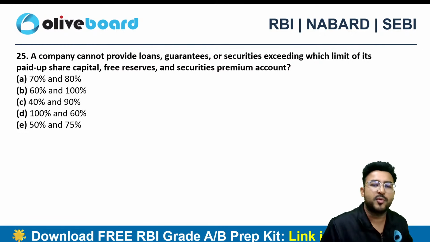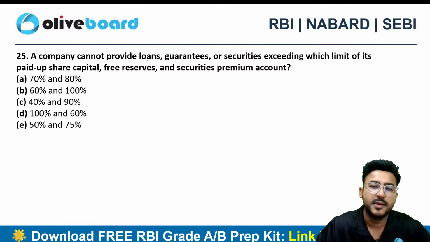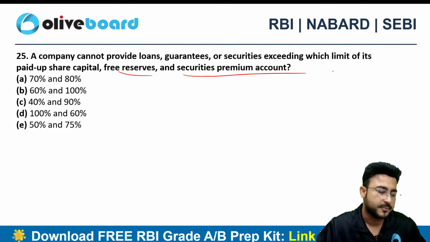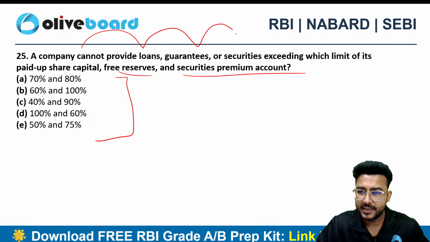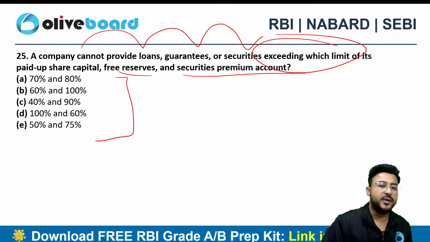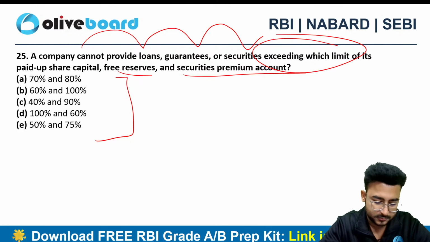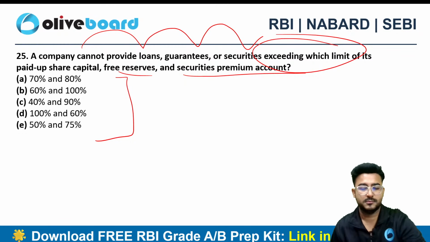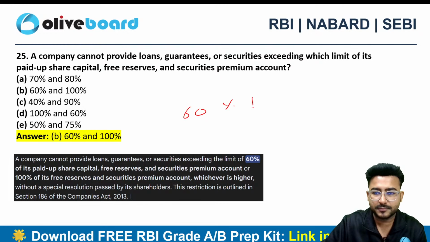A company cannot provide a loan, guarantee or security exceeding which limit of its paid up capital, free reserves and securities premium account. Here are the options. You cannot give loans, guarantee, security exceeding a limit. What is the limit? Which is tied to the paid up capital and free reserves, including the securities premium. What is that limit, guys? Option B, 60% of paid up capital.